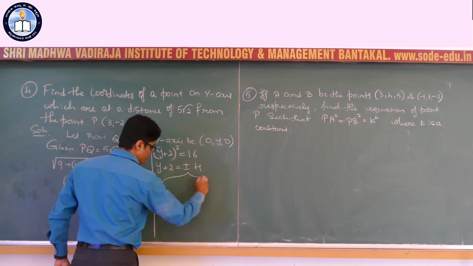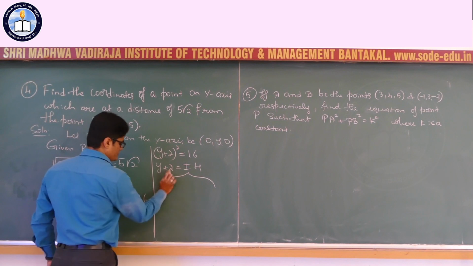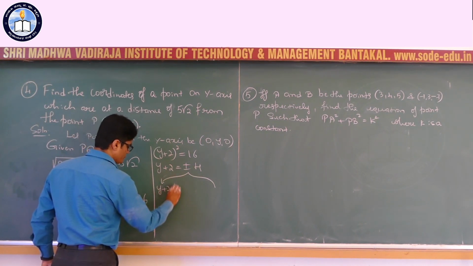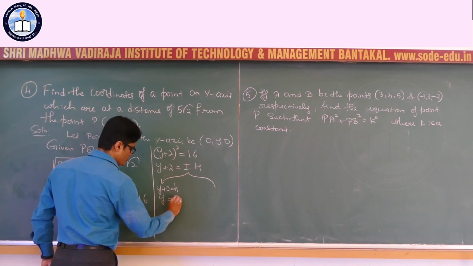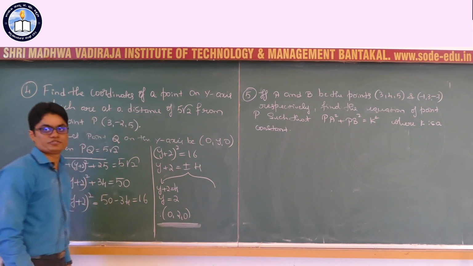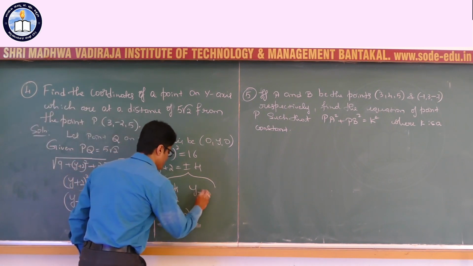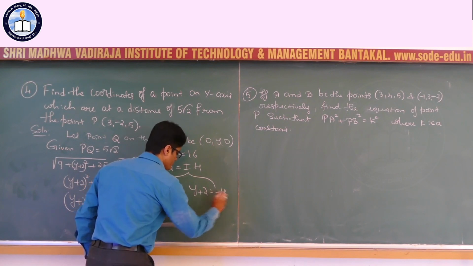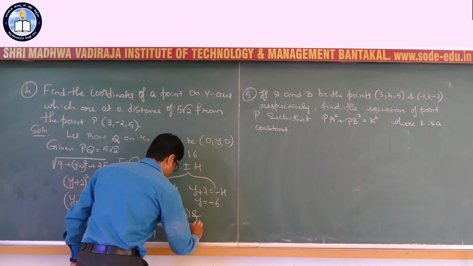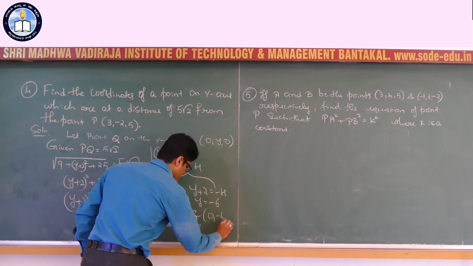So this will split into two parts. First, the positive case: y plus 2 is equal to 4, so y is equal to 2. Therefore one point is (0, 2, 0). The one answer is (0, 2, 0). Which is the other one? y plus 2 equal to minus 4, so y is equal to minus 6. So the other point is (0, minus 6, 0).